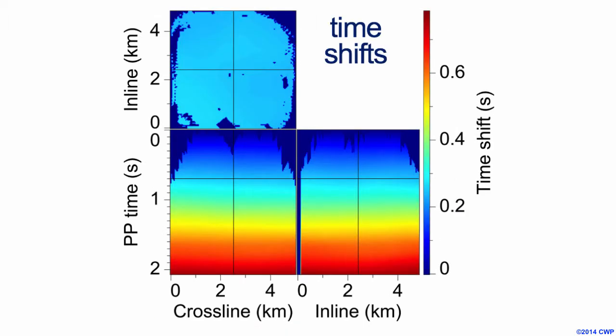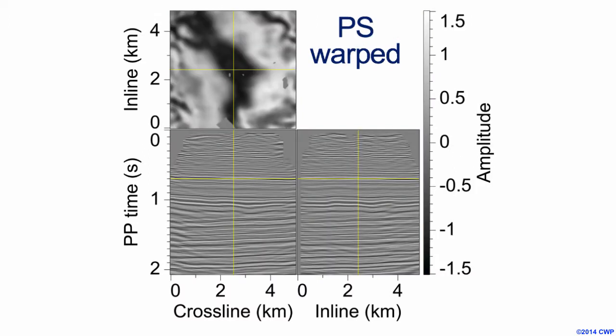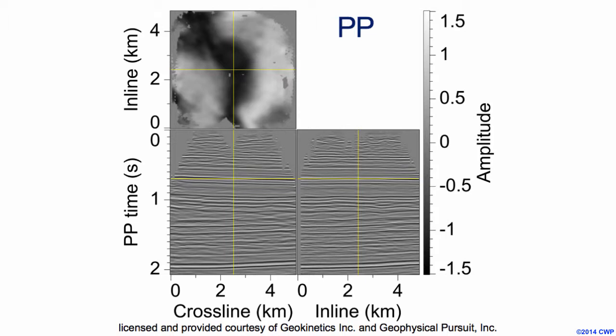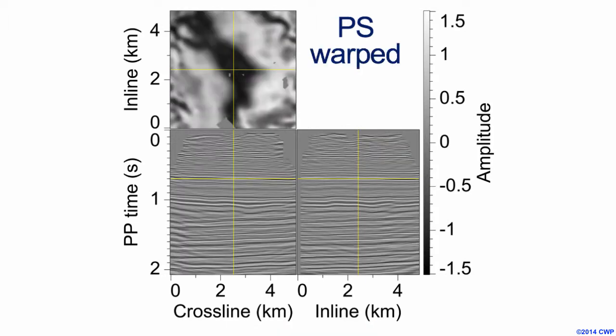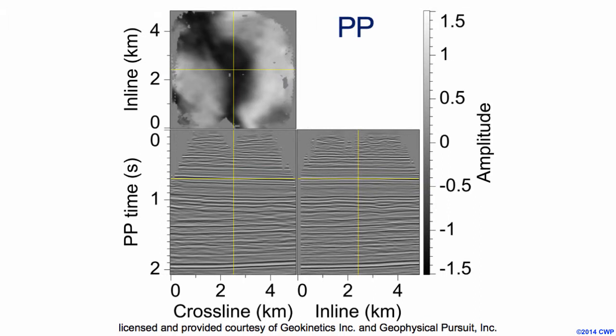And so he estimated, using this process that we call smooth dynamic warping. Okay, so that's dynamic warping, but with the time shifts constrained to be smooth in both the vertical and horizontal directions. He estimated these time shifts from those two images, right, and then was able to warp the PS image to PP time. And so now we have both the PS image and the PP image on the same time scale, and I'll just flip back and forth and you can see the differences.